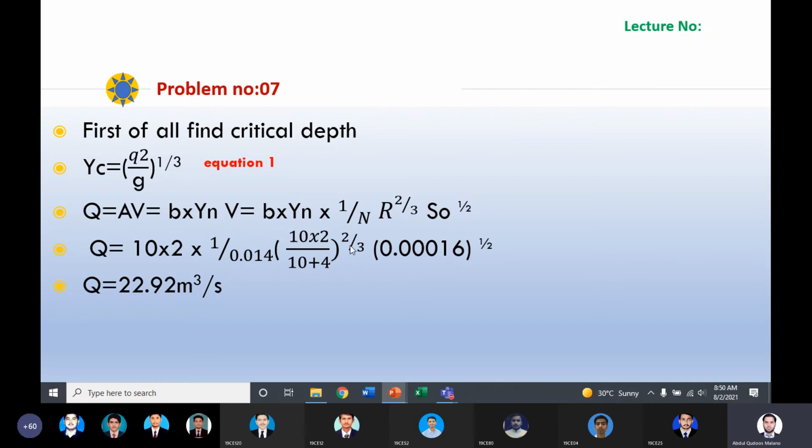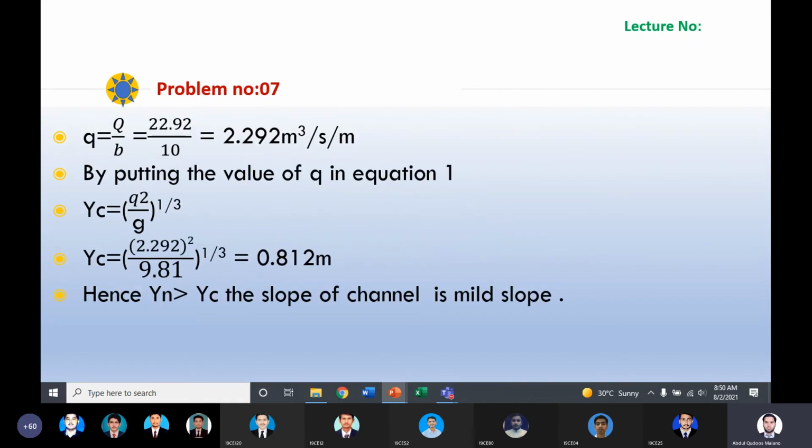Power 2/3, slope is 0.00016 all power 1 upon 2, and square root. So the discharge comes out to be 22.92 meter cube per second. Now we'll divide it with the width of the channel to get the unit discharge. So this is 0.292 meter cube per second per meter.